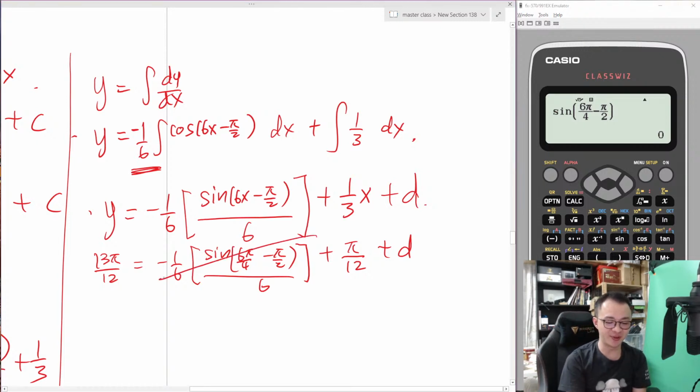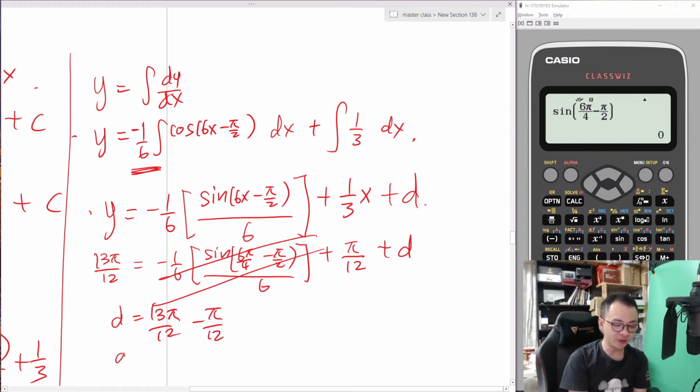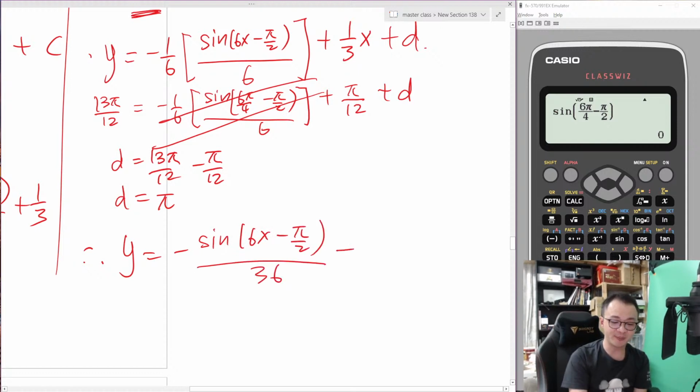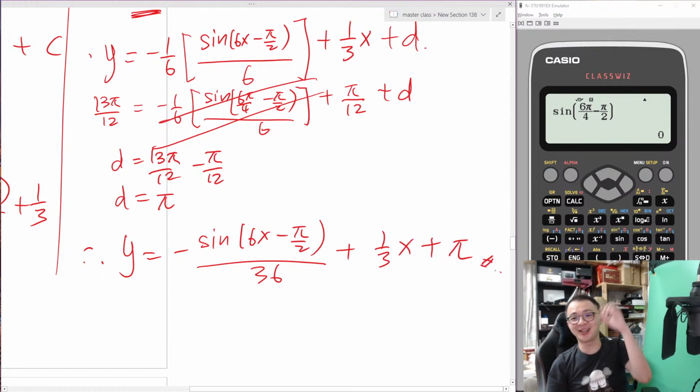Okay, I get 0. Nice. Then the whole thing becomes 0 here. So then I will just say the d basically is 13 pi over 12 minus pi over 12. Then I get 12 pi over 12, then d equals pi. So after I got the d, I can sub back to my equation of the curve. Finally, negative 1 over 6 times 6 is 36 at the denominator: 6x minus pi over 2 over 36 plus 1 over 3x plus pi. Yeah, this equation is extremely long, but I guess you should get the correct answer here.